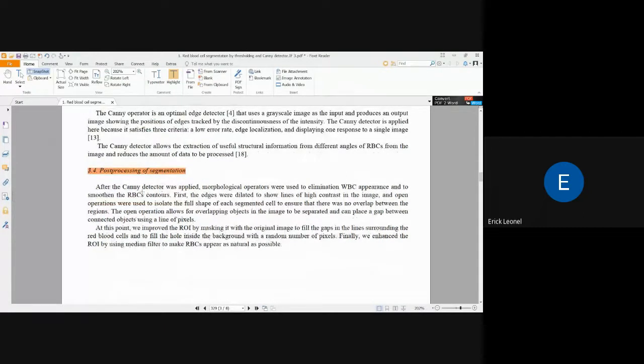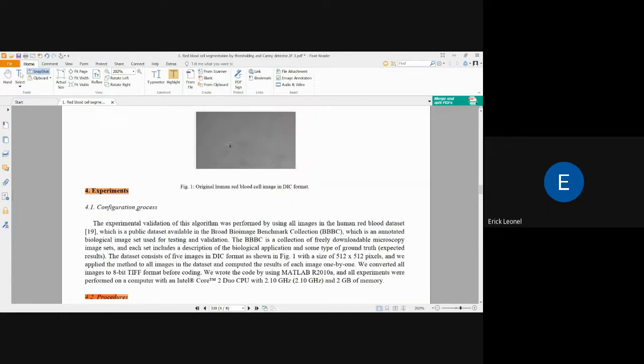After the Canny detector was applied, morphological operators such as dilate and open were used to show lines of high contrast in the image and isolate the full shapes of each segmented cell, respectively. Regarding experiments, the experimental validation of this algorithm was performed using all images in the human red blood cell public dataset available in the BBC. The dataset consists of 5 images, as you see here in Figure 1, which are converted to a bitmap format before coding.